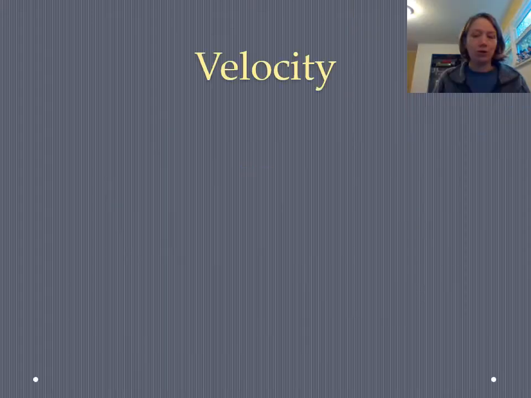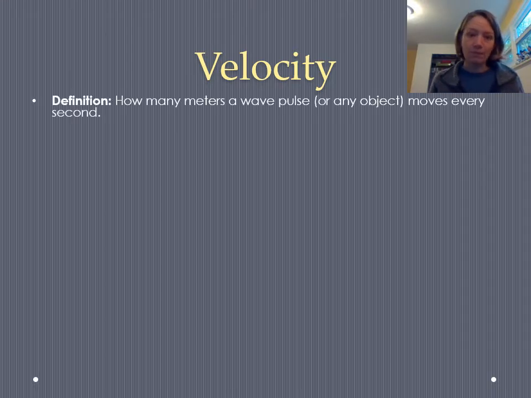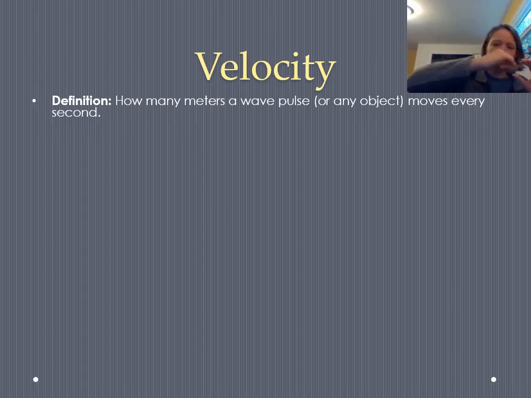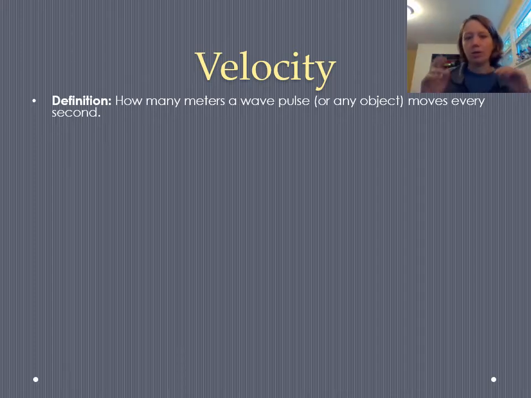So the first new variable is one that you're certainly familiar with. We used it in the last unit when we talked about kinetic motion energy, but now we're going to be a little bit more formal about that variable so that we can use it in an equation, and that is velocity. The definition of velocity is how many meters something moves every second. So for a wave, it would be like when you watch that wave pulse move across the medium and you measure how many meters it's going in 1 second, that would be the velocity.